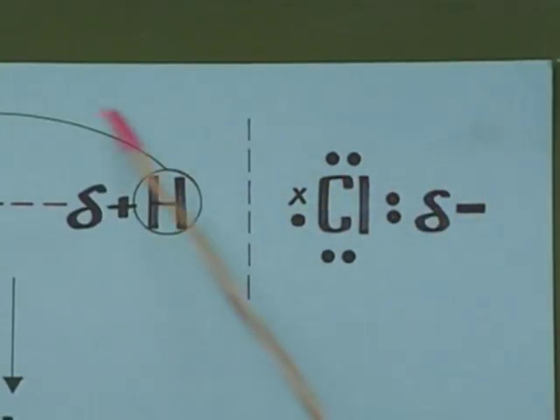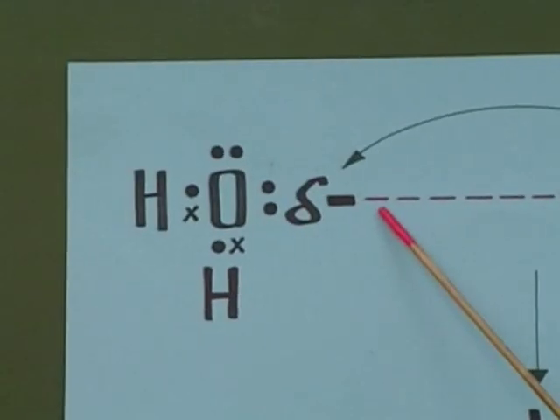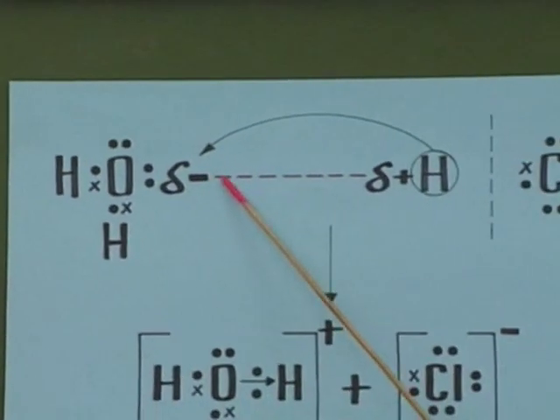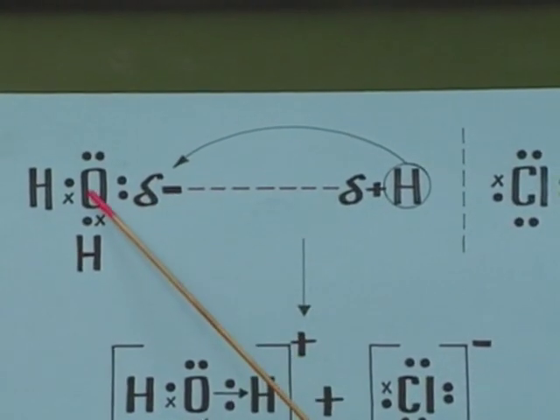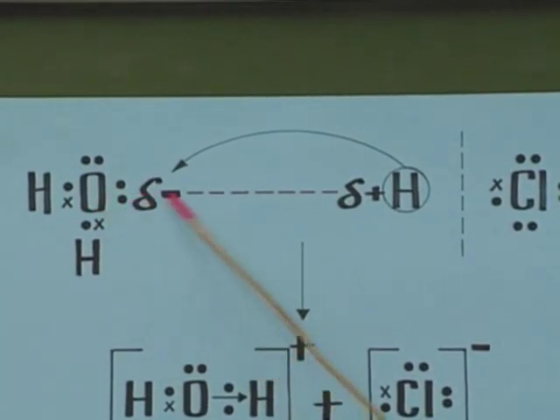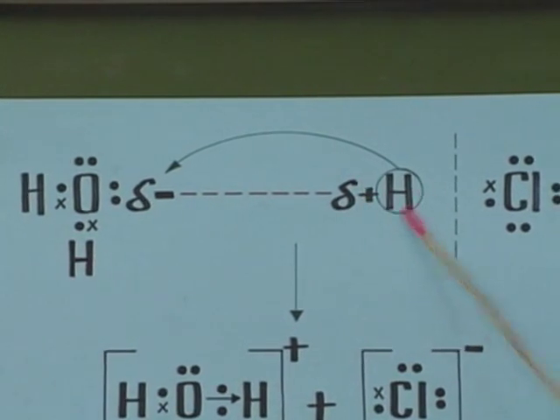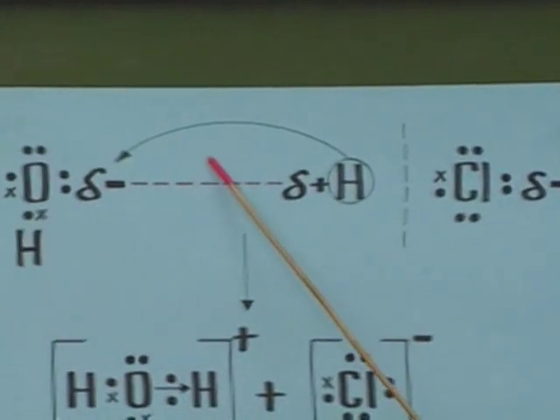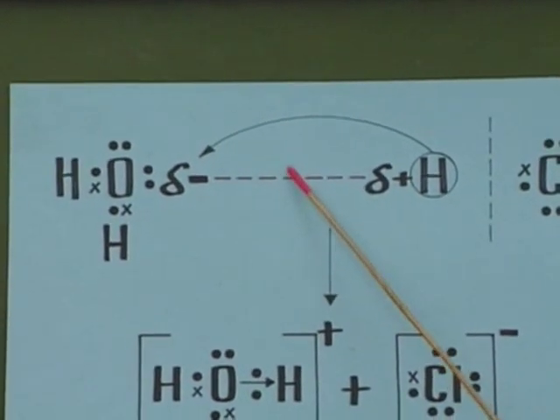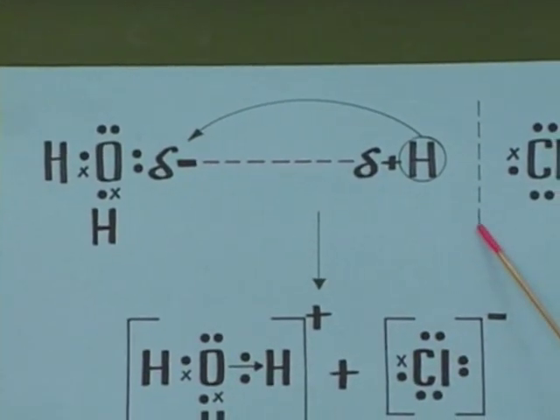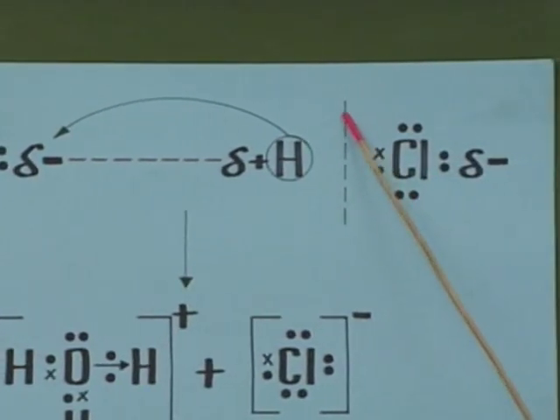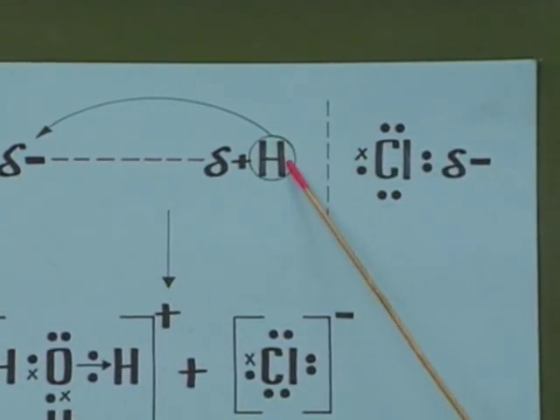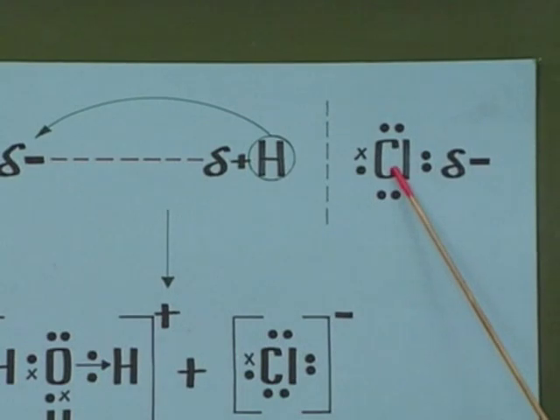When hydrogen chloride gas is bubbled into water, a fairly strong hydrogen bond is formed between the delta negative oxygen end of the neighboring water molecule and the delta plus hydrogen end of the hydrogen chloride molecule. The energy released during the formation of this hydrogen bond is partially used to break the strong intramolecular covalent bond between the hydrogen and the chlorine atom in HCl.